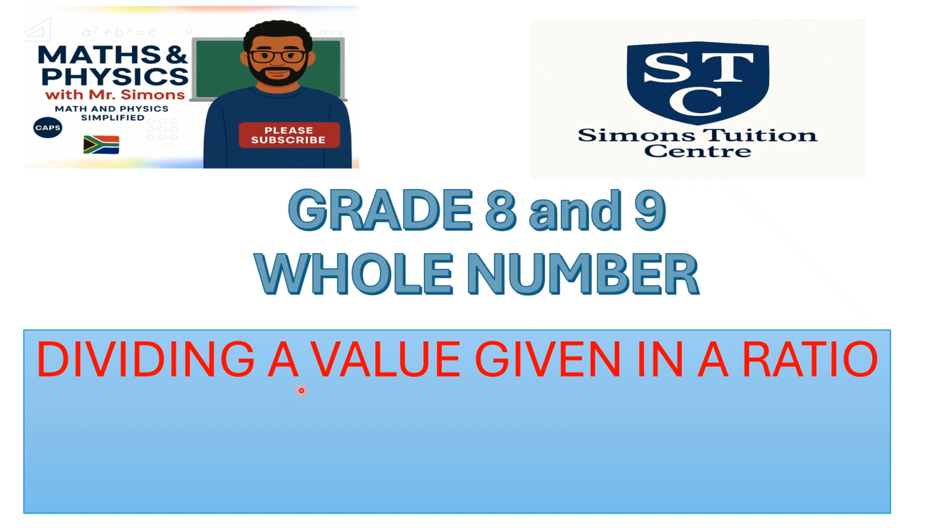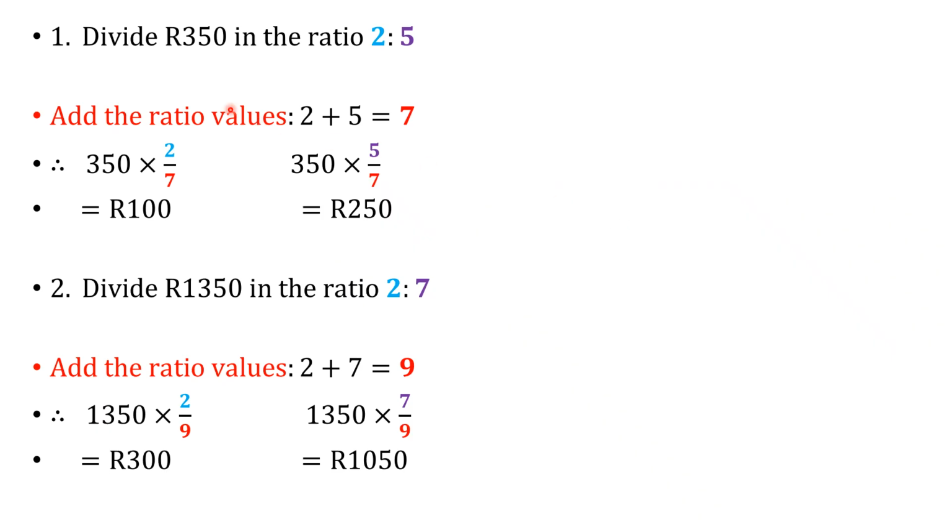We're dividing a value given into a specific ratio given. This process we need to know for maths as well as accounting. Those of you planning to do accounting in the future, we're going to work with ratios there to work out profit, etc. Right, so number 1, divide 350 in the ratio 2:5.